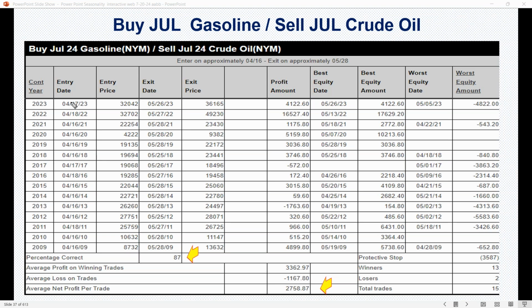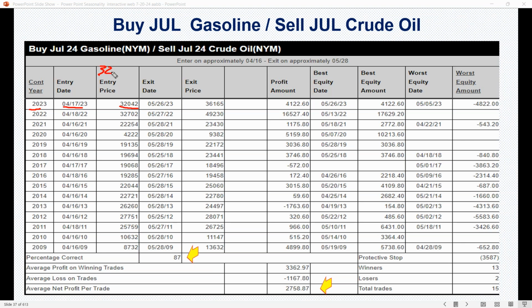Here you can go back all 15 years, and you can see every specific year. So this was back in 2023. It entered on the 17th of April, and this is per barrel. So that says 3,242. So this would be like $32. I'll show you how this works in a minute. So this would be $32 a barrel. At that time, gasoline was trading at $32 a barrel above crude oil.